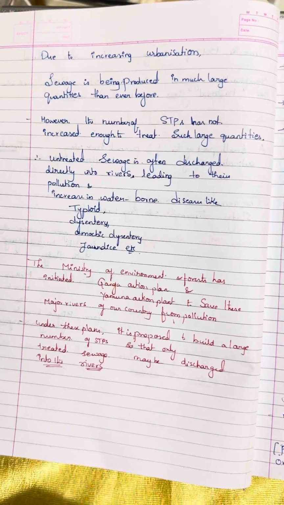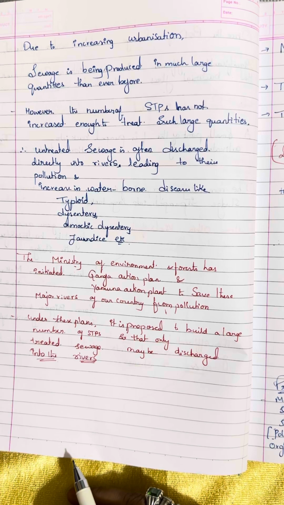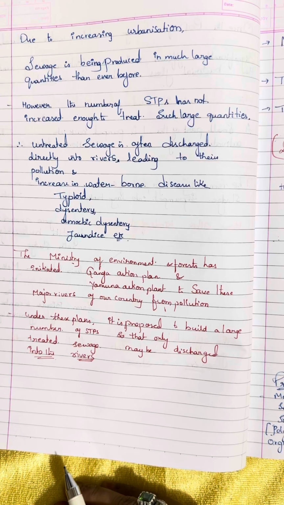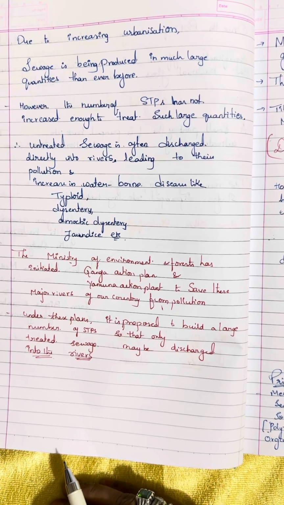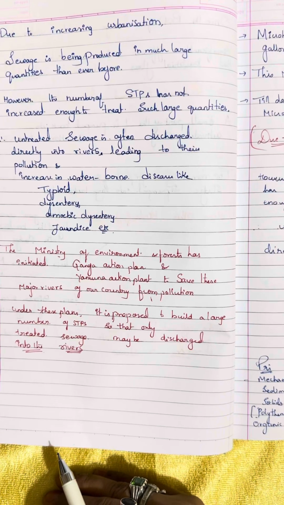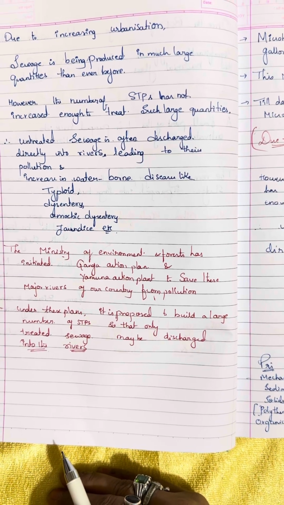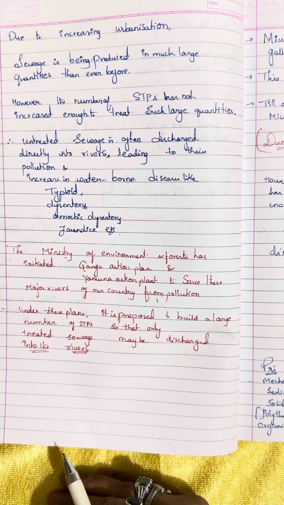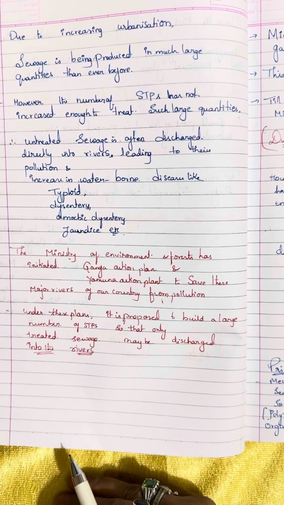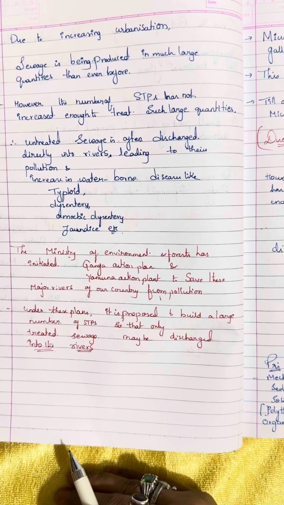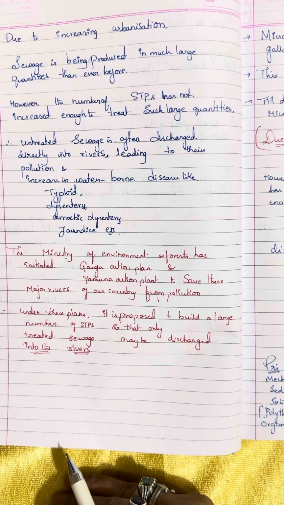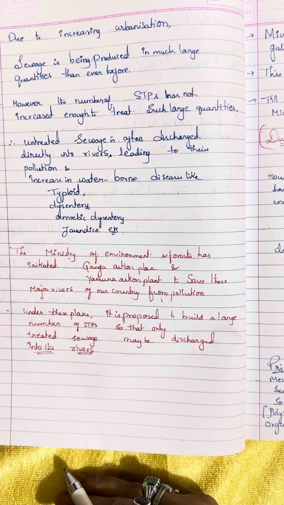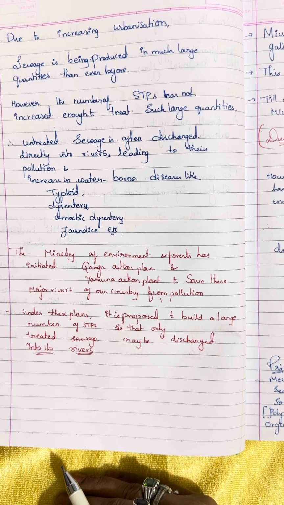Due to increasing urbanization, sewage is being produced in much larger quantities than ever before. However, the number of STPs has not increased enough to treat such large quantities. Untreated sewage is often discharged directly into the rivers, leading to their pollution and increasing waterborne diseases like typhoid, dysentery, amoebic dysentery, jaundice, etc. The Ministry of Environment and Forests has initiated the Ganga Action Plan and the Yamuna Action Plan to save these major rivers of our country from pollution. Under these plans, it is proposed to build a large number of STPs so that only treated sewage may be discharged into the rivers.